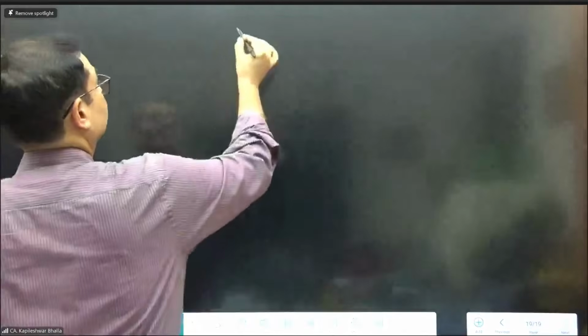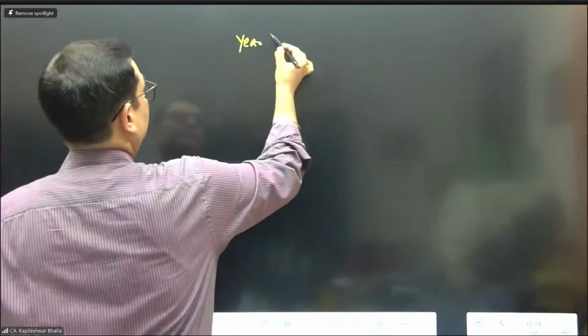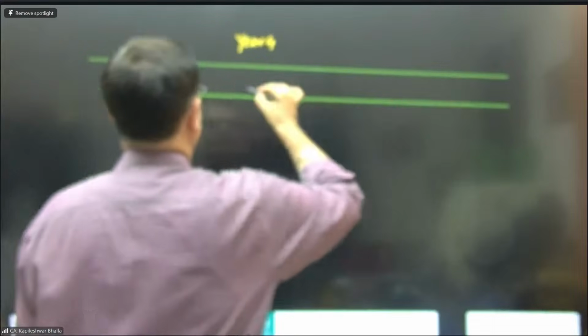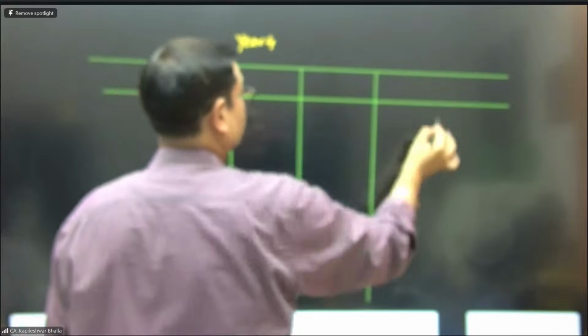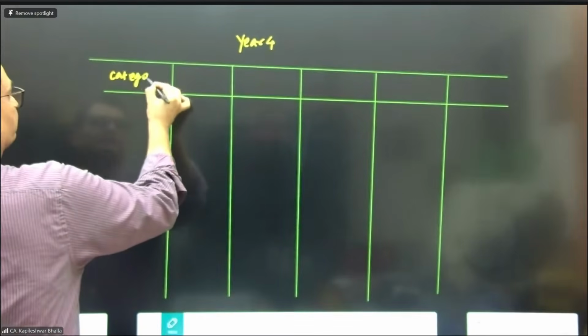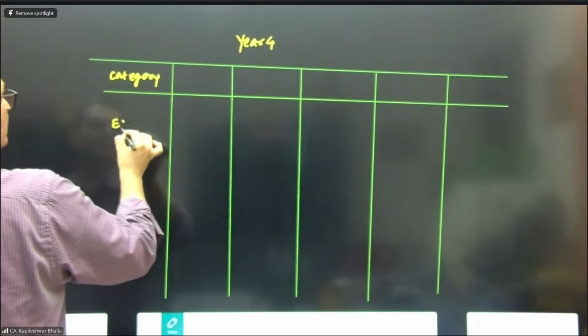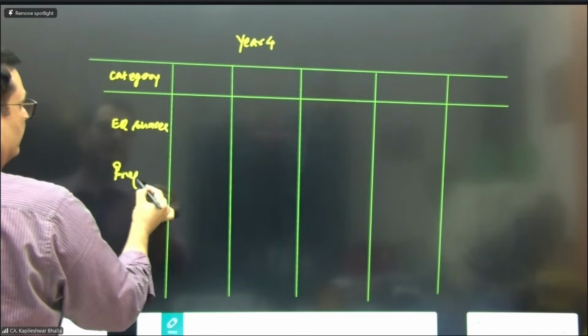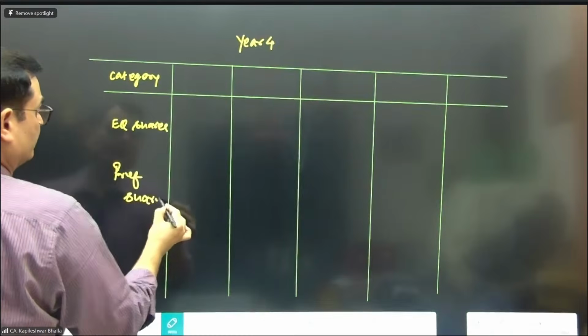So let's go to year number 4. So we've got 5 years to make. The formatting again remains the same. Book value 109, revised value 28, 109. So we take the category of investments: equity shares, preference shares, as well as long-term loans.